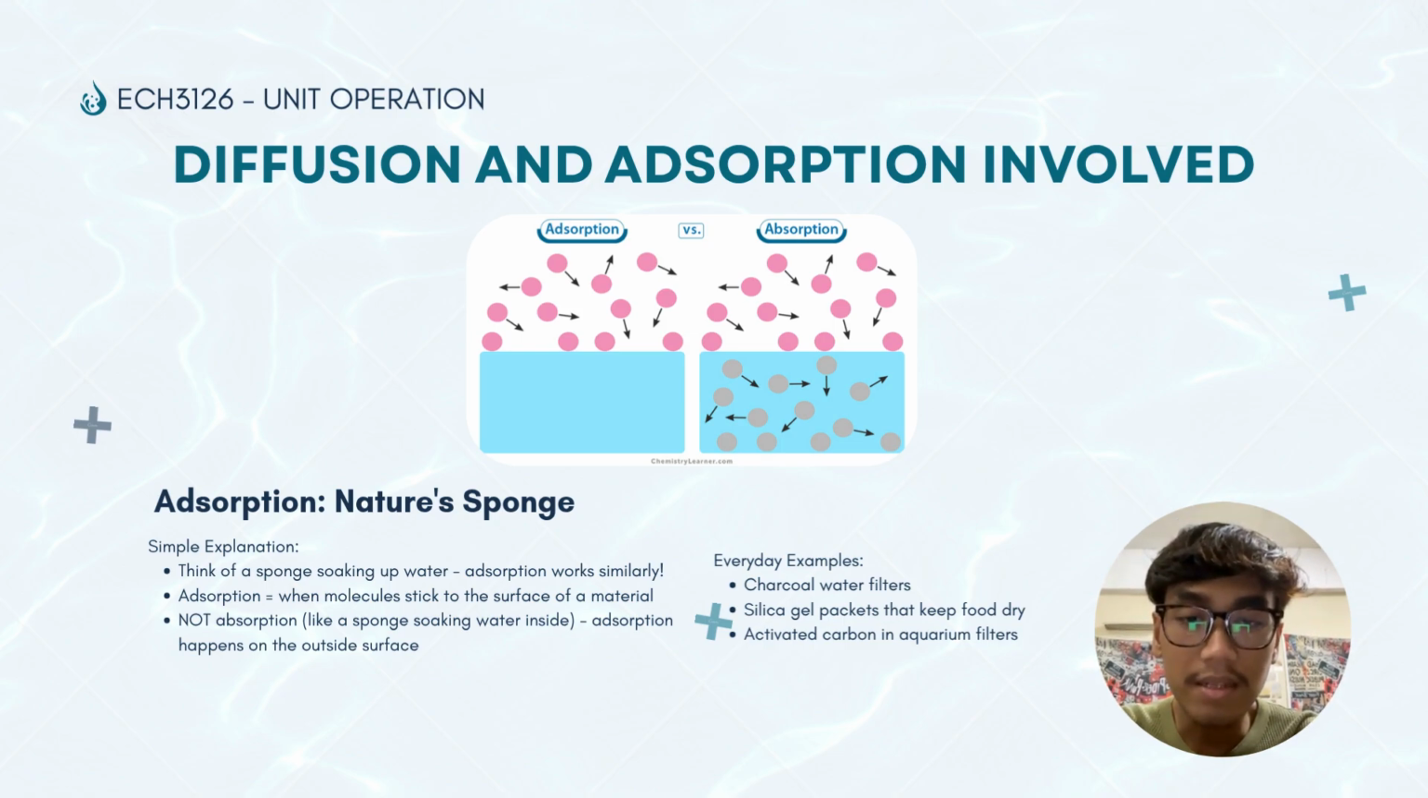Let me explain adsorption. Imagine a piece of Velcro. The tiny particles touch it, they stick to the surface. That's exactly what adsorption is. Molecules sticking to the outside of a material. It's important to know that this is not like a sponge that soaks water inside. Adsorption only happens on the surface.